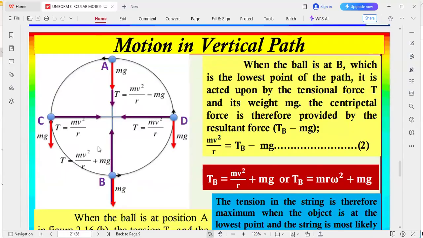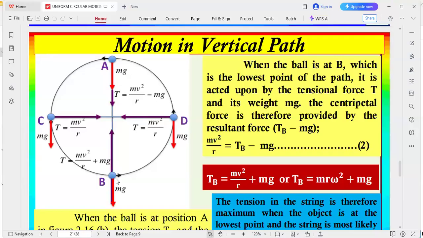which provides the centripetal force, because if that string cuts, this is like a stone tied on a string being whirled in a vertical manner. Therefore, it is the tension force that retains this circular path. So at position A, the tension force T is given by mv squared over r minus mg. At position B, which is the lowermost part, the tension force is given by mv squared over r plus mg.